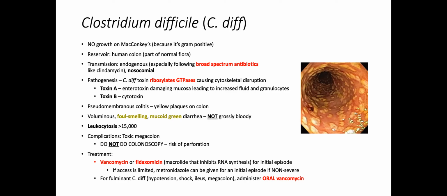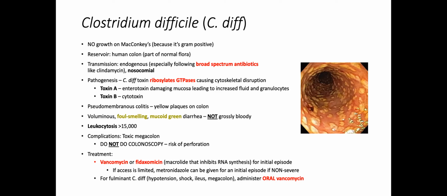So it ribosylates GTPases, causing cytoskeletal disruption. So we've got toxin A and B. A damages mucosa, leading to increased fluid and granulocytes, whereas B is cytotoxic.